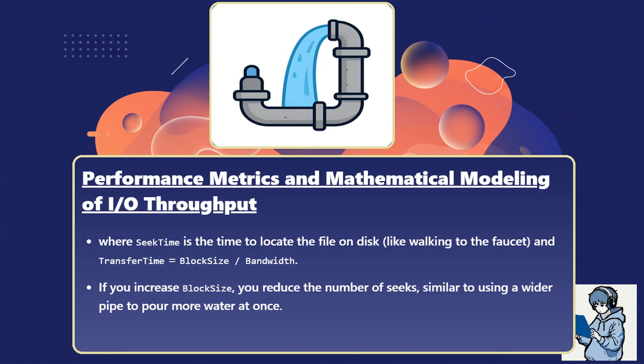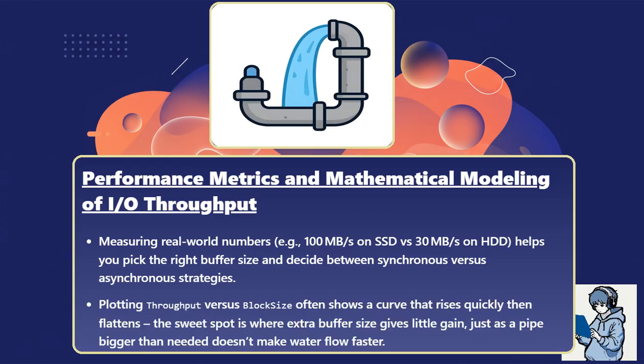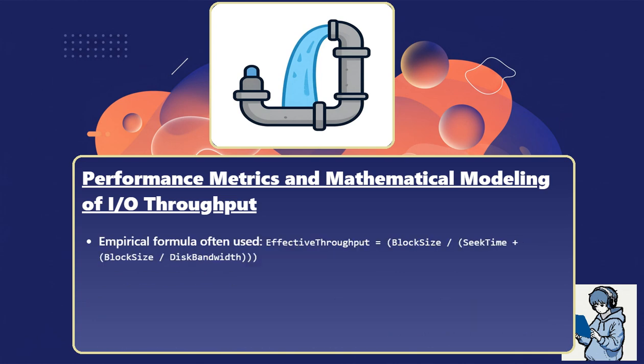If you increase block size, you reduce the number of seeks, similar to using a wider pipe to pour more water at once. Measuring real-world numbers, for example, 100 megabytes per second on SSD versus 30 megabytes per second on HDD, helps you pick the right buffer size and decide between synchronous versus asynchronous strategies. Plotting throughput versus block size often shows a curve that rises quickly then flattens. The sweet spot is where extra buffer size gives little gain, just as a pipe bigger than needed does not make water flow faster. Empirical formula often used.